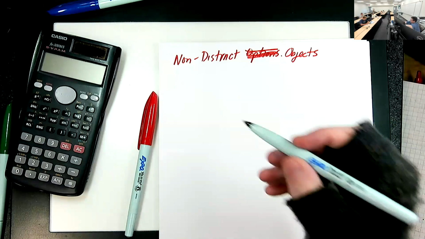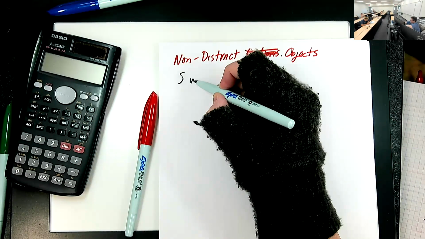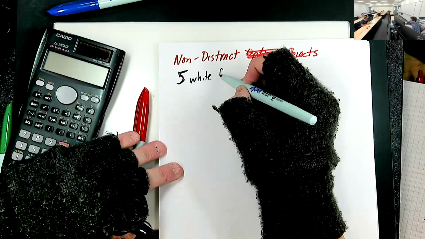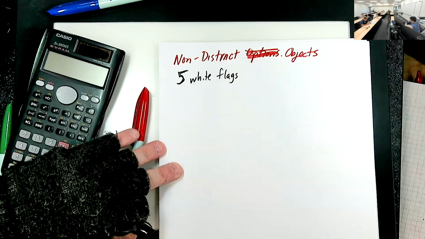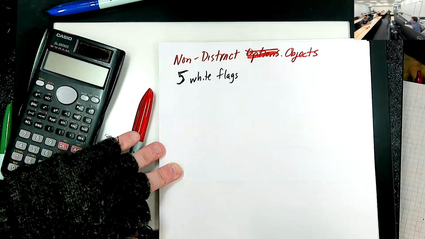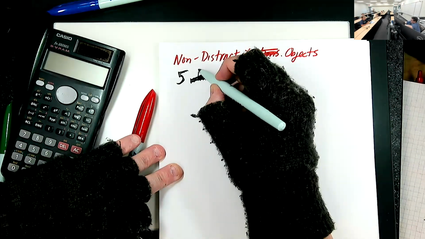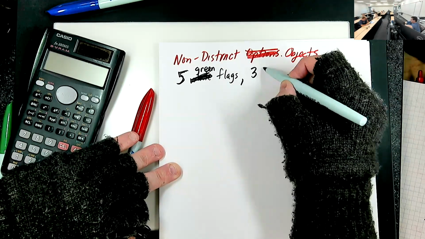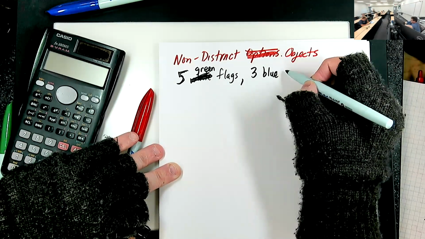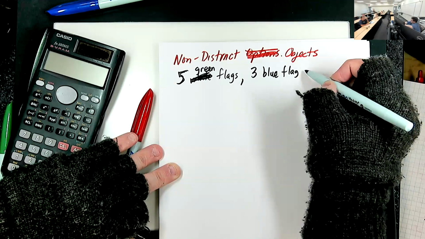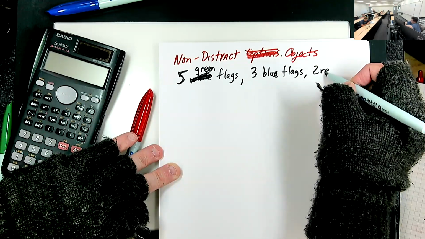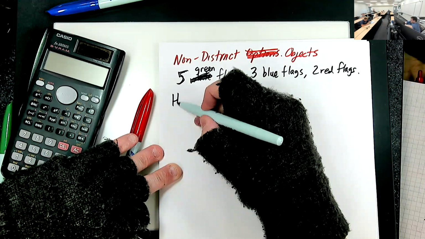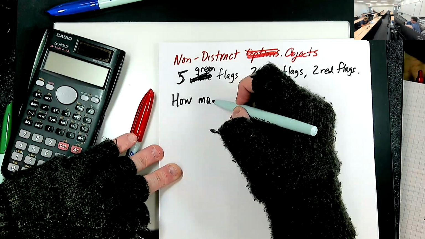So let's say we've got 5 white flags. That's a 5, not an S. 5 white flags. You know what? They're going to be green flags. I've got a green pin. Let's use green. 5 green flags, 3 blue flags, and 2 red flags. How many different orders can I put this in?